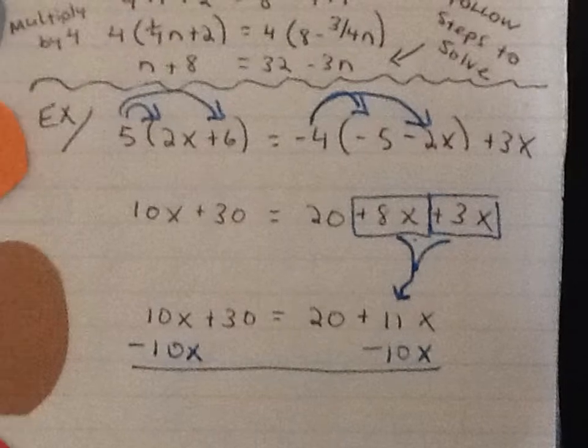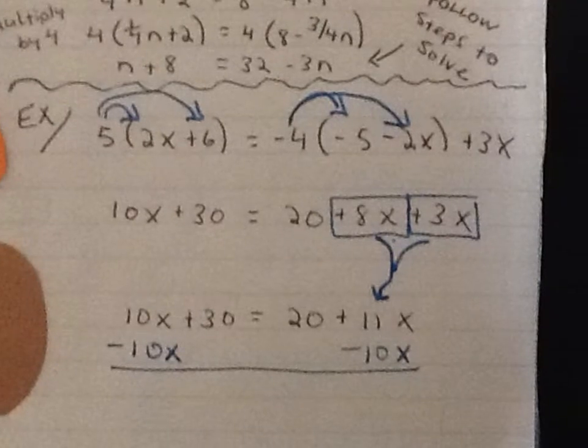So here you can see I multiply 5 times the 2x, I get 10x. I do 5 times 6 gives me 30. Then I take the negative 4, multiply it times negative 5, that gives me 20. And a negative 4 times a negative 2x gives me a positive 8x. And then I bring down the 3x. So this is the distributive property.